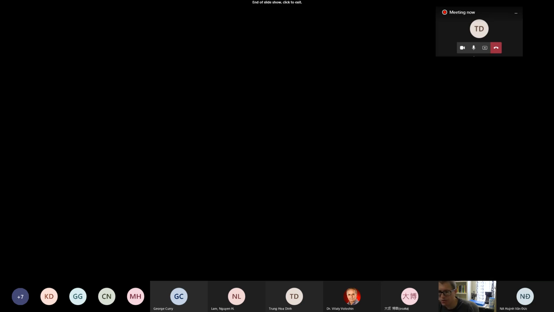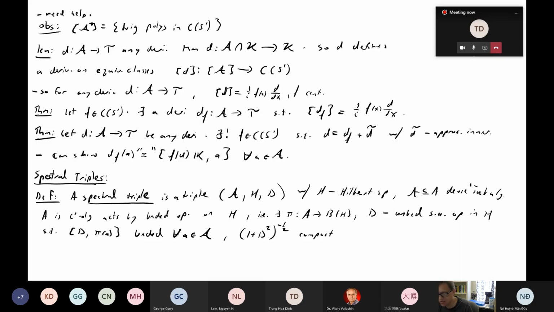Now, if D is not self-adjoint, you're going to have 1 plus D star D to the negative 1/2 and 1 plus DD star to the negative 1/2 be compact. That's the only real difference. But like I said, it need not be self-adjoint. This is just the go-to thing.